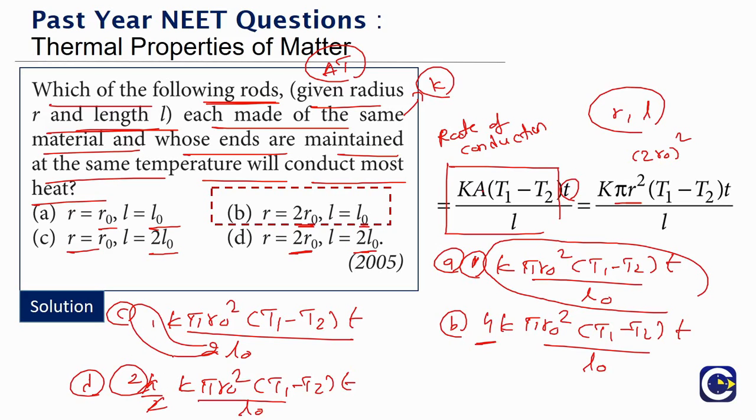Once we write down that expression, the heat through conduction is the rate of conduction multiplied by the time. So here in all the cases time is assumed same. That is why that is not coming into the picture. So what is the answer for this? It is option B.